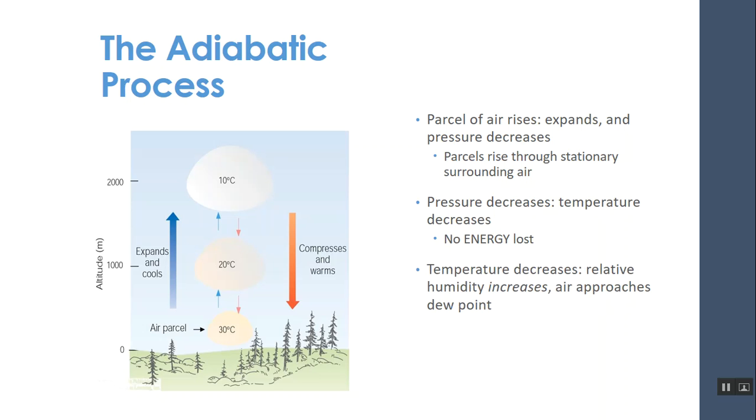So temperature decreases, relative humidity increases, right? Because as that air gets colder, it's able to hold less moisture, so that relative humidity is increasing. And that air is going to approach a dew point. And so the big idea here is that lifting of air causes clouds to form. So as this air rises, it is cooling, it is able to hold less moisture, it's going to hit a dew point, you're going to get condensation.